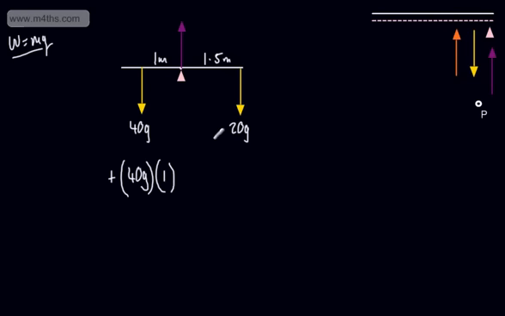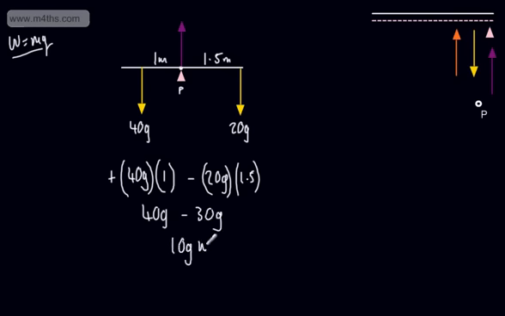Now if we consider this one, this is going to be a minus value because we're going clockwise. We're taking moments about this point, and I'm going to call that point P. So going this way it's positive, going this way it'll be negative. So we've got 20G, and we're going to multiply that by the perpendicular distance of 1.5. That gives me 40G minus 30G, which gives me 10G newton meters.